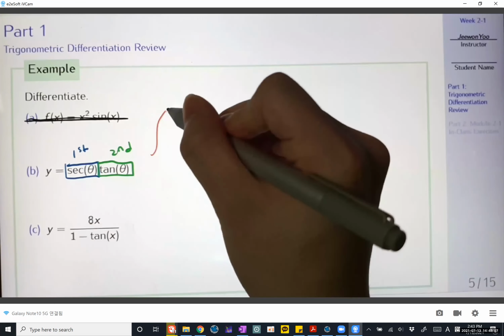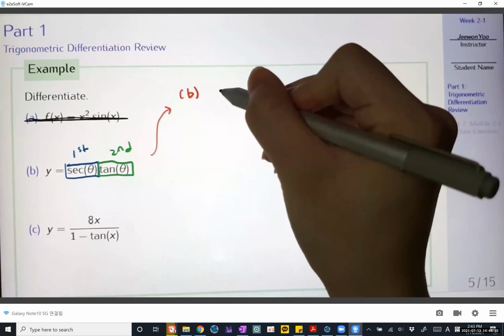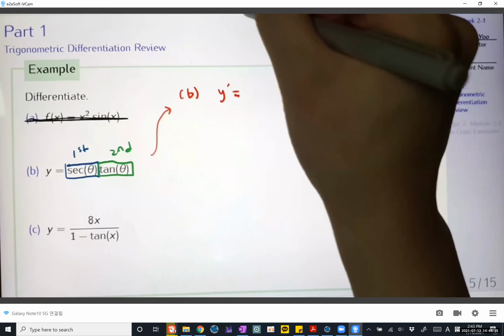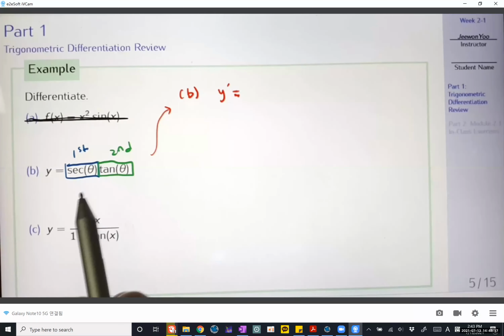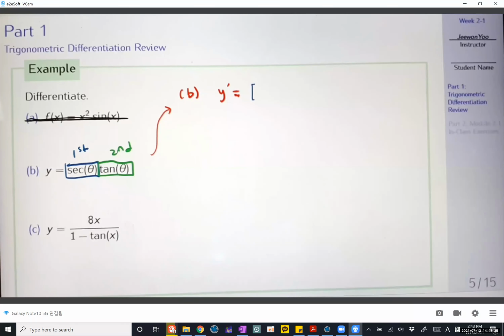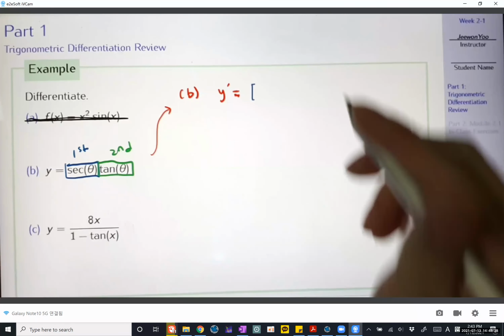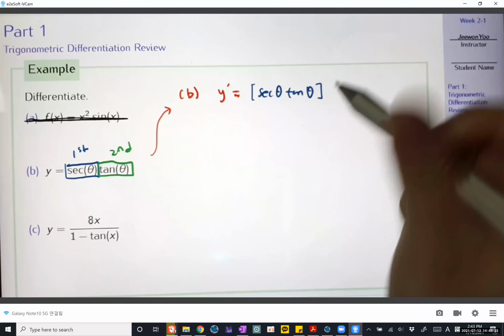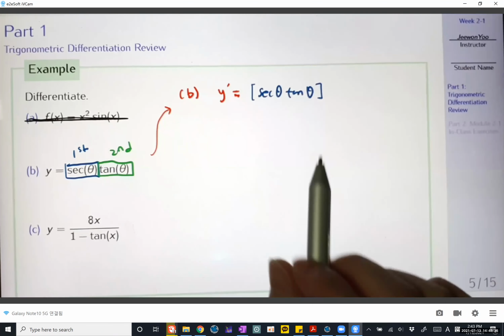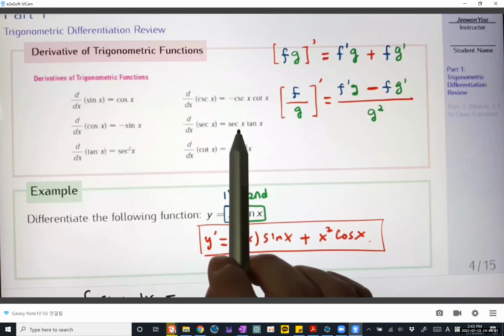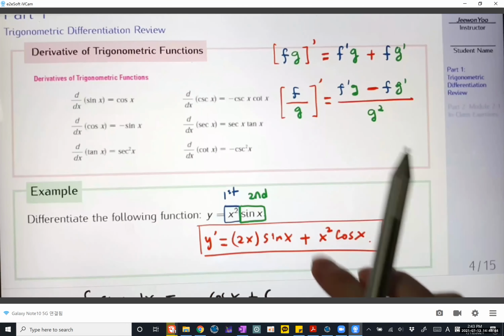This becomes y prime is equal to the derivative of the first guy. Ooh, okay. Now it's time to test our memory. Derivative of secant theta is? It's long. Oh, thank you, Davis. Secant x times tangent x. Yes. Secant theta times tangent theta. That's our first derivative, f prime. Okay, I think it's correct. The derivative of secant is secant x tangent x. Good job.